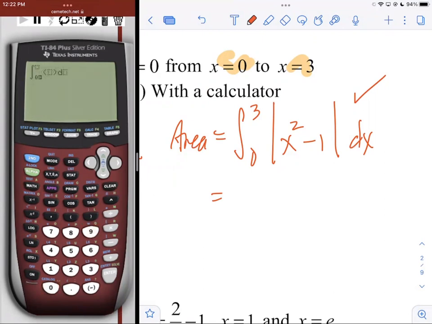And we go from 0 to 3. And then the absolute value is either alpha window 1. Again, alpha window 1.